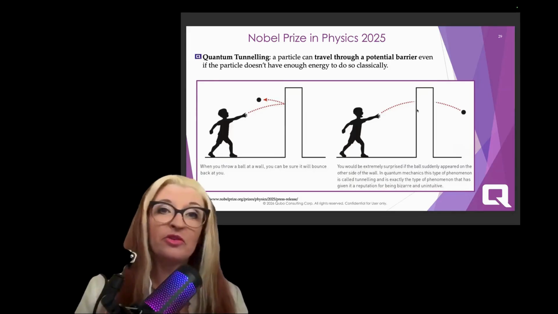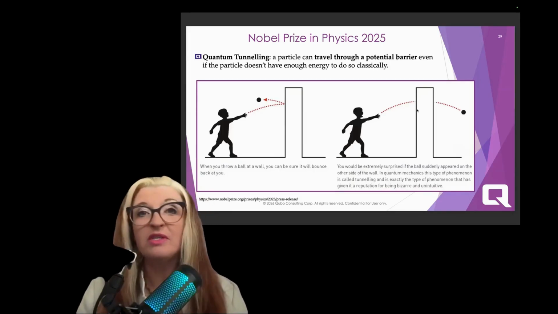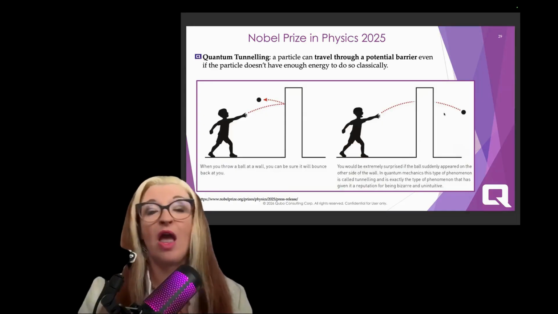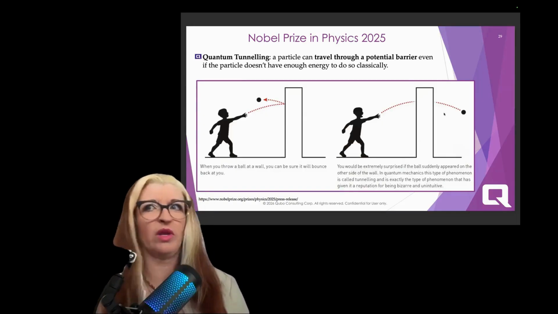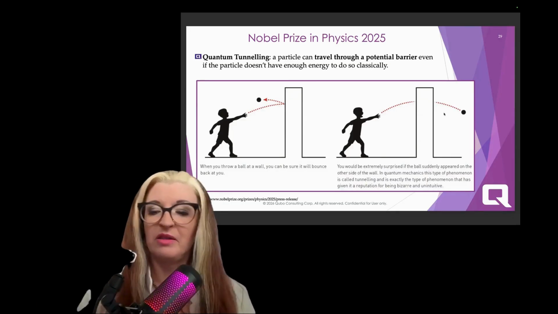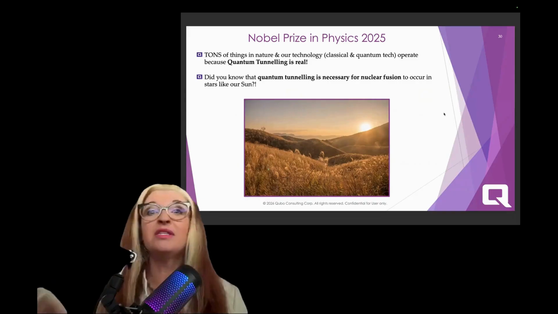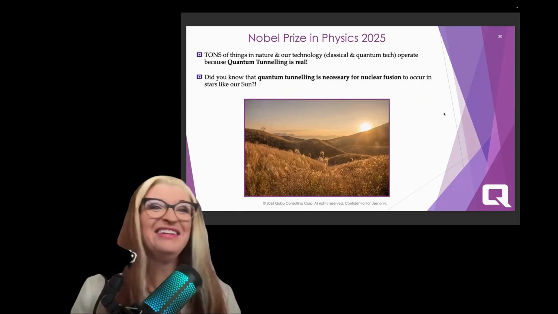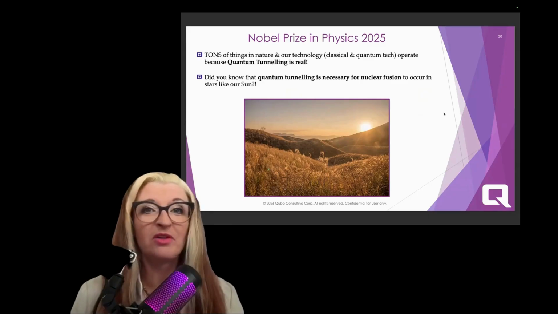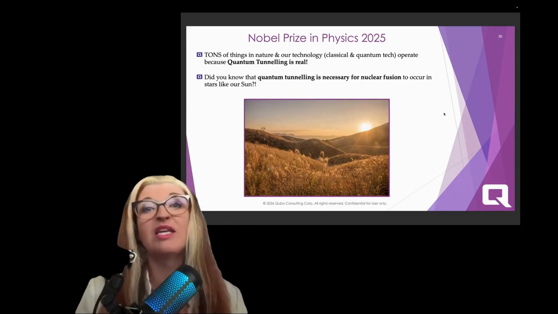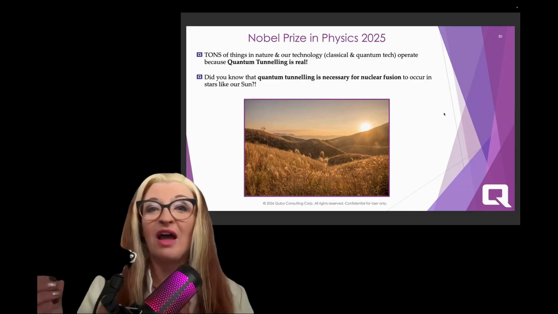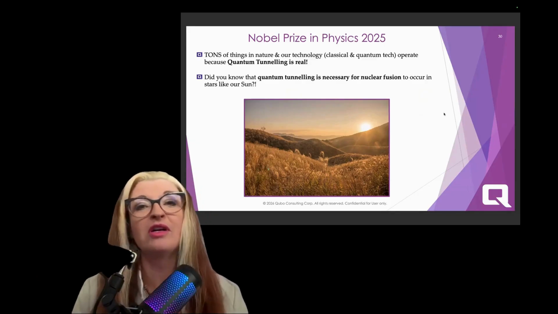So classically, in the classical physics, the big Newtonian physics, versus quantum, that particle doesn't have enough energy to do what it's apparently doing. And so when this happens, it can be referred to as quantum tunneling. So this is actually in our world, like right now. There's tons of things in nature and in our technology, both classical and quantum technology, that operate because quantum tunneling is real.